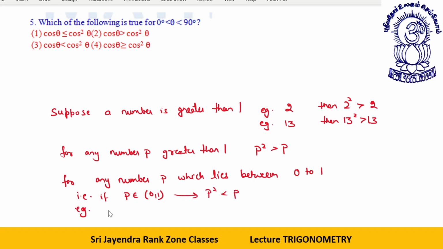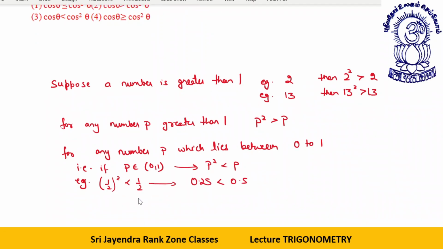Example, half square is less than half. See, half square is 0.25, which is less than 0.5. Getting it? 0.7 square is less than 0.7. You can check it. 0.7 square is 0.49, which is less than 0.7.